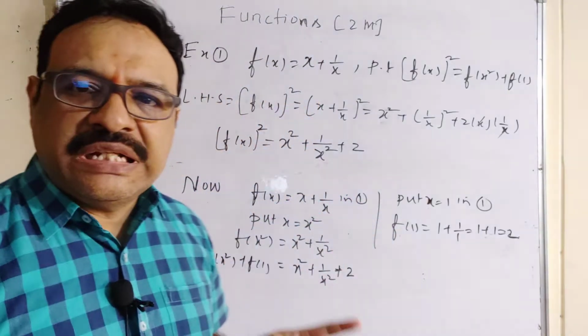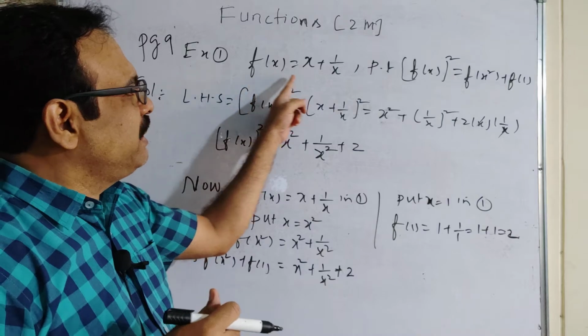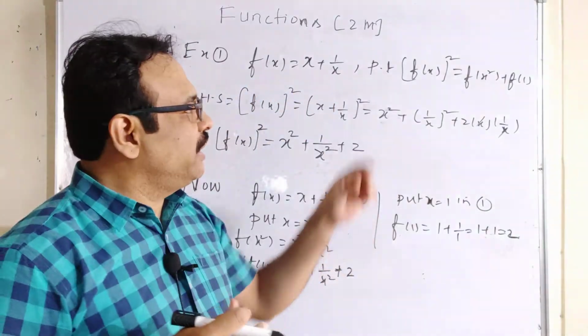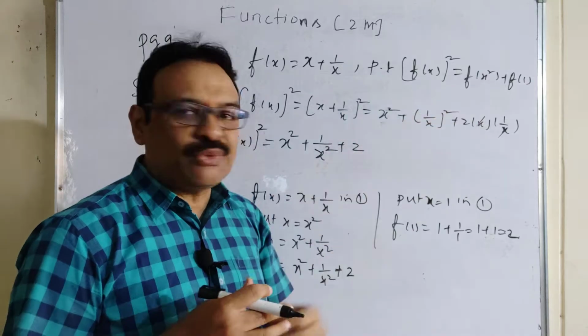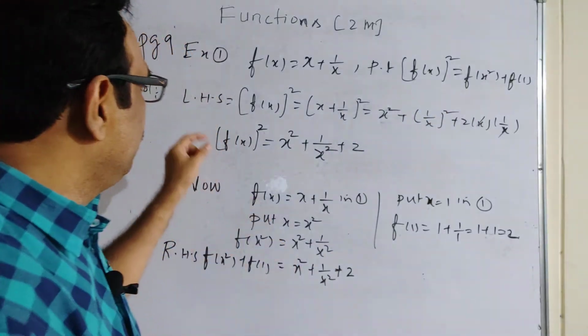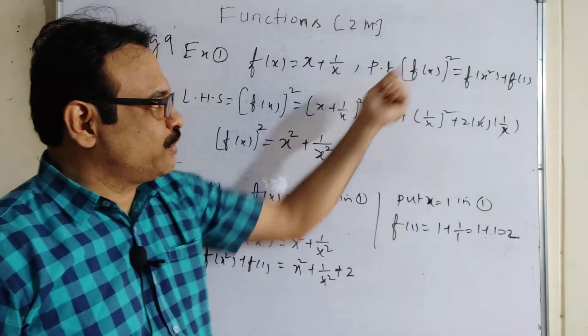Right? This is functions lesson number 2, page number 9, example number 1. What is given: f of x is equal to x plus 1 by x. Prove that f of x whole square is equal to f of x square plus f of 1. Now I am going to take the LHS part, f of x whole square.